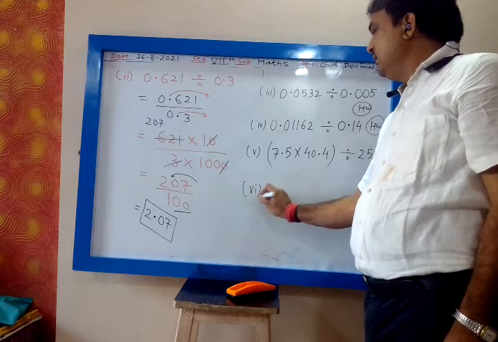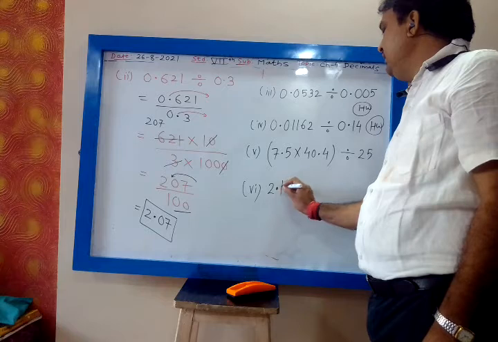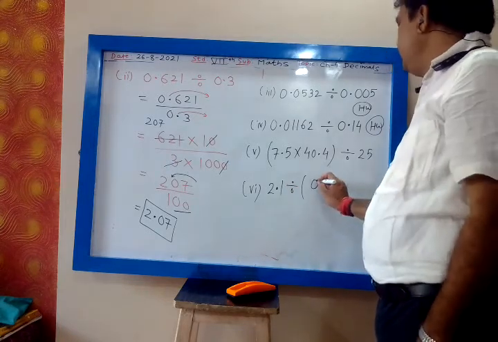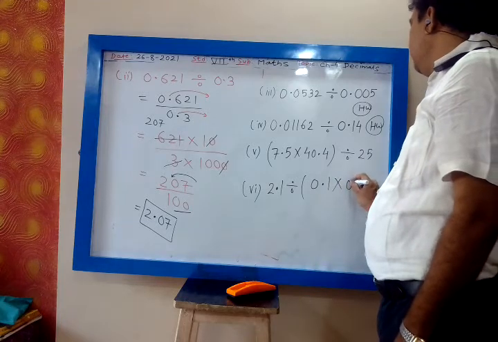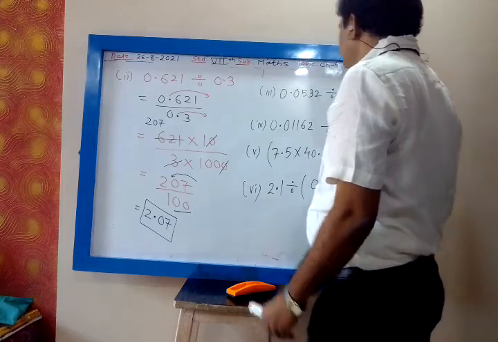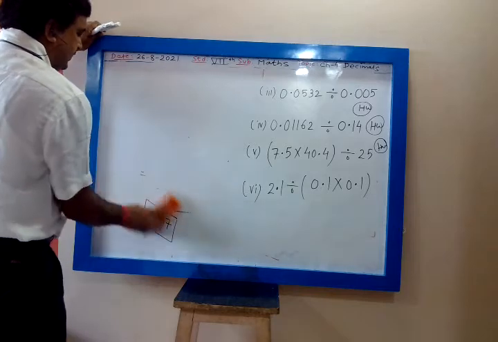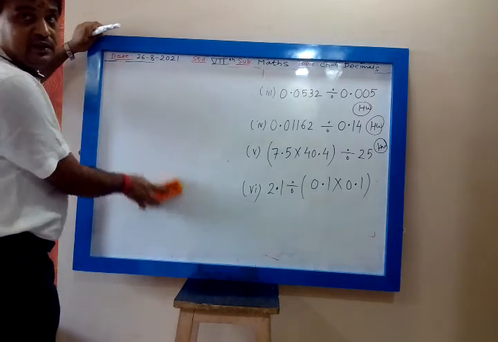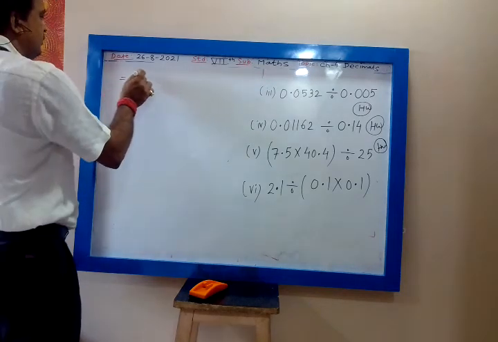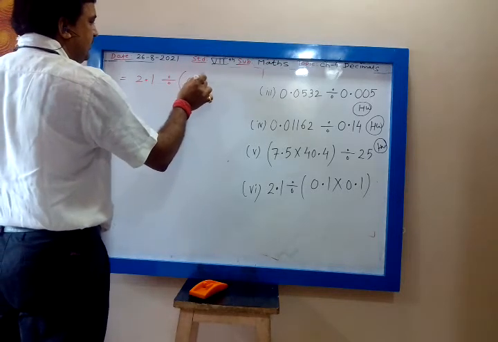Then the sixth one: 2.1 divided by 0.1 into 0.1 into 0.1. Let me do the sixth one very quickly. One minute is there, we can do it. So that is 2.1 divided by 0.1 into 0.1.